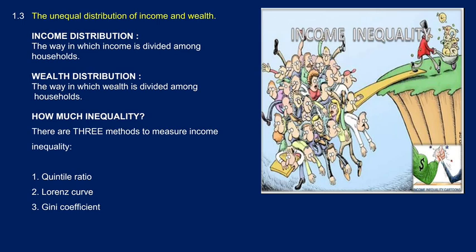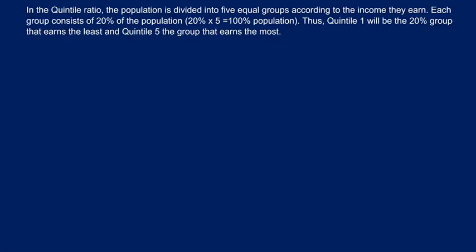Very popular 2-mark question. Name 2 methods to measure income inequality, and you can name any 2 of the 3 given there. Right, so in the quintile ratio, the population is divided into 5 equal groups according to the income they earn. Each group consists of 20% of the population.